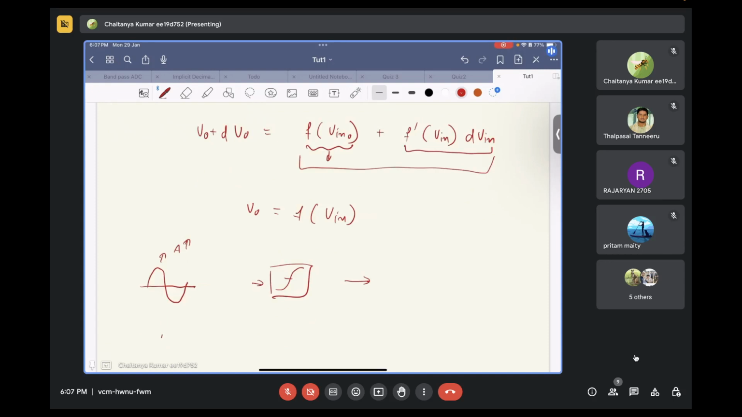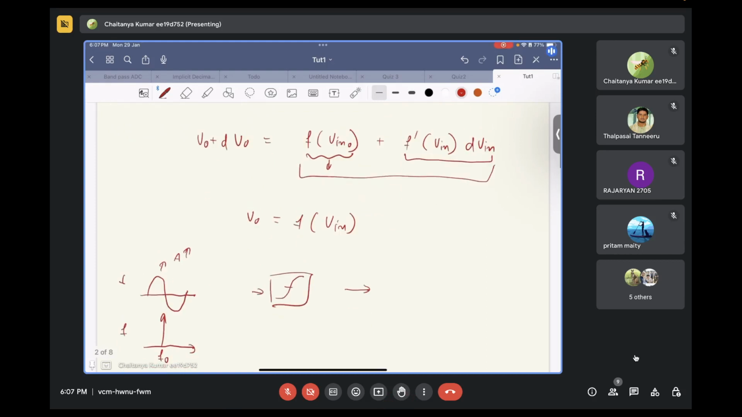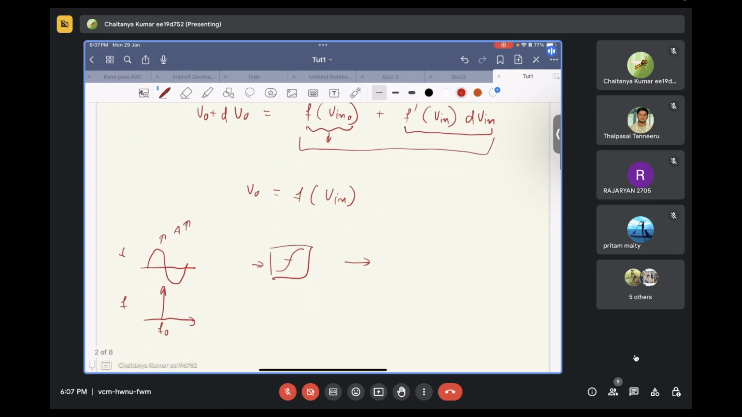For example, at the input, this is time domain, this is frequency domain. If in the input you give a tone of f naught, if it was a linear system, what would you get at the output? Can anyone tell?